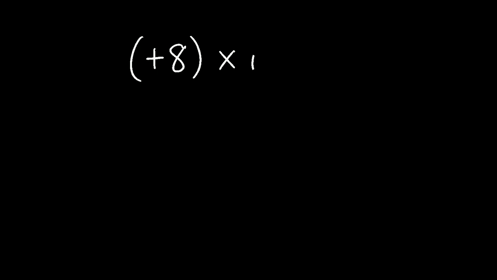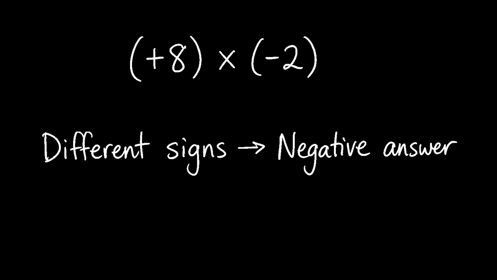What about positive 8 times negative 2? Different signs mean negative. 8 times 2 is 16, so the answer is negative 16.